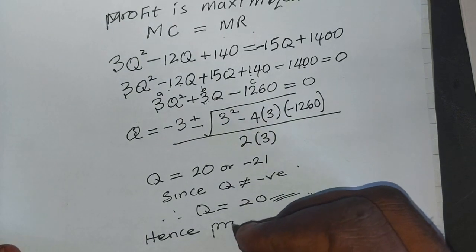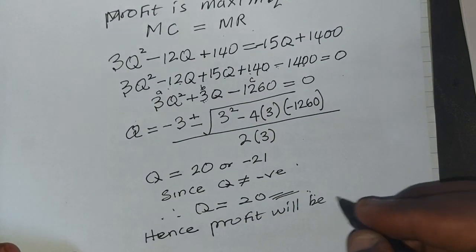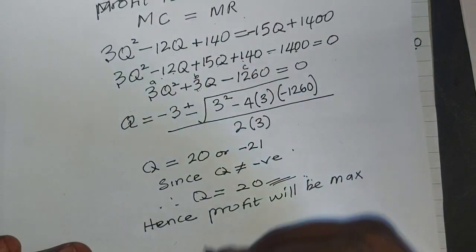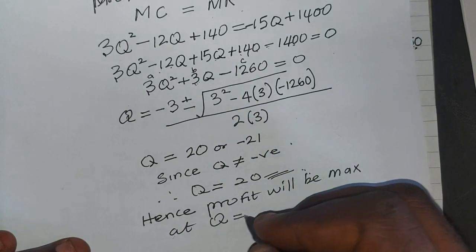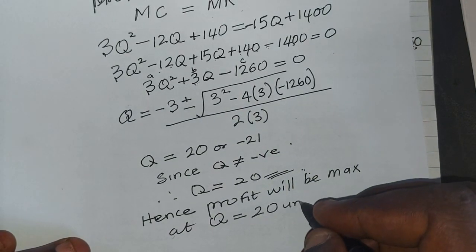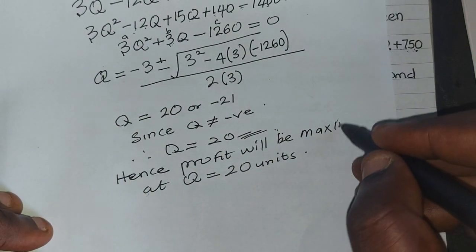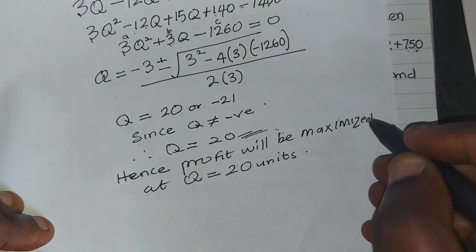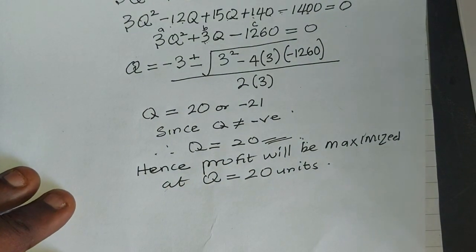Hence, profit will be maximized at q equals what? 20 units. Profit will be maximized at q equals 20 units. All right, class.